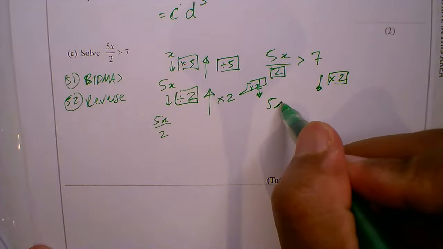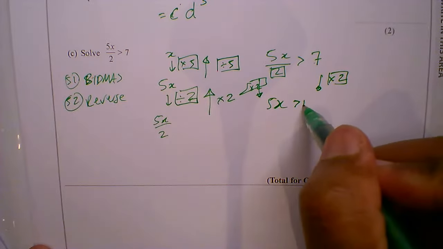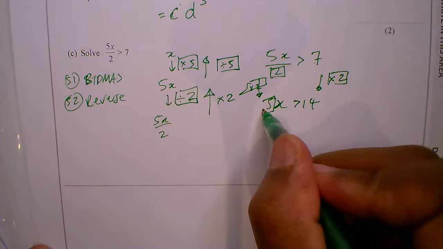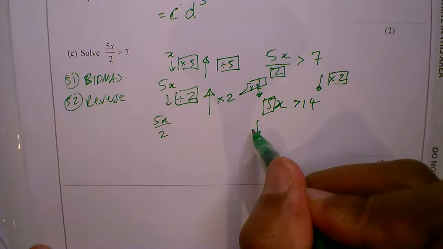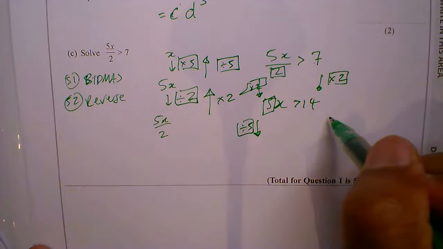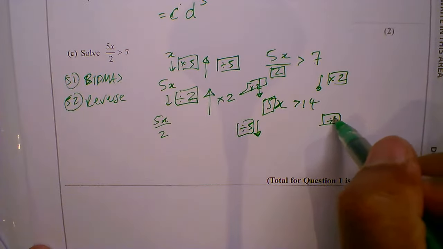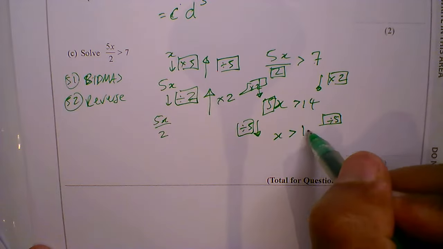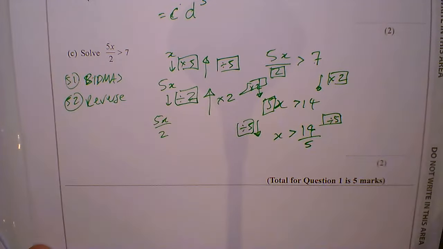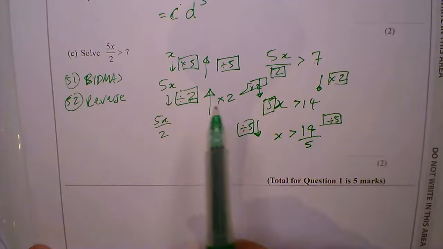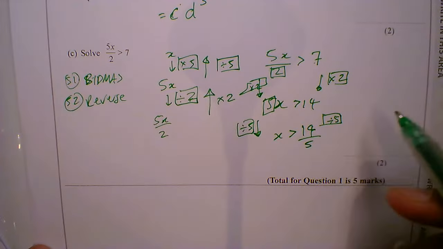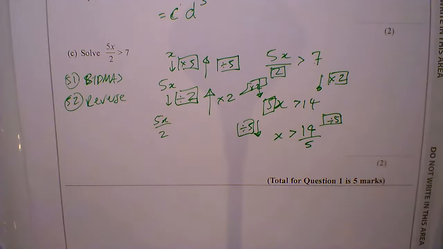This gives me 5x is greater than 7 times 2 is 14. Removing the 5, which means I divide by 5. Divide by 5. x is greater than 14 over 5. Okay, I don't need to simplify. It just says solve. So I have solved it. I can leave it as it is there.